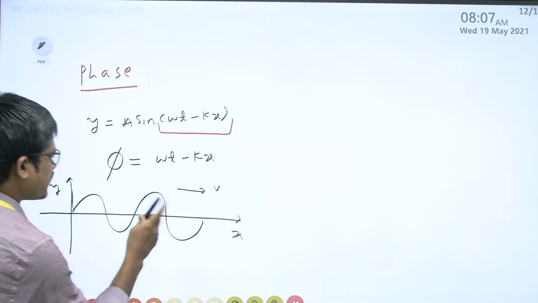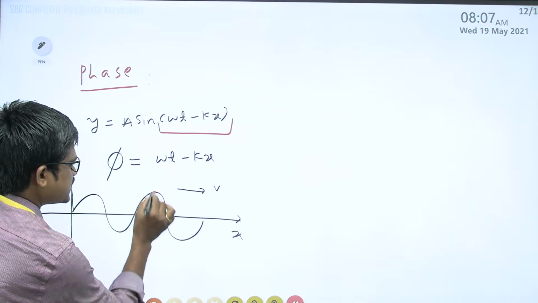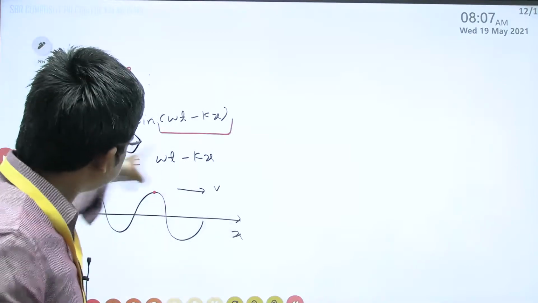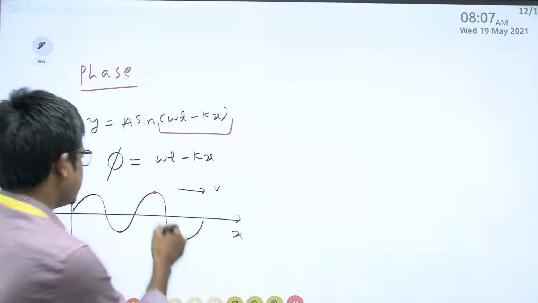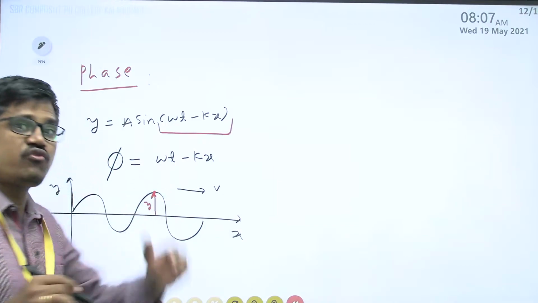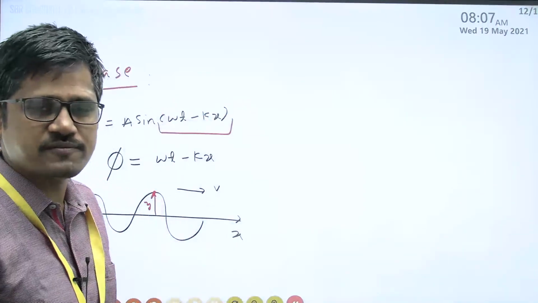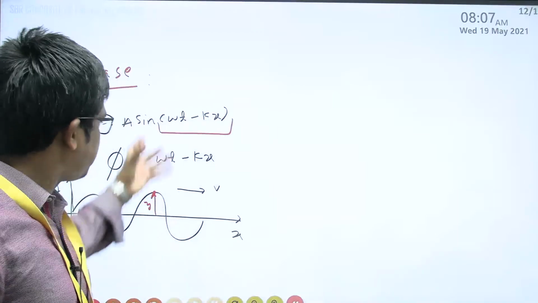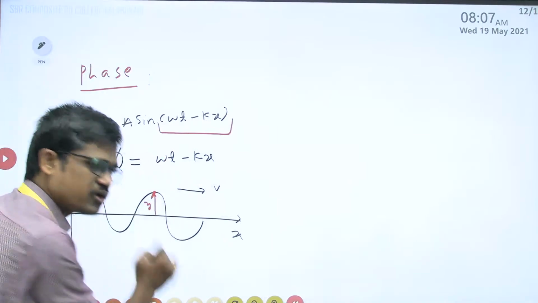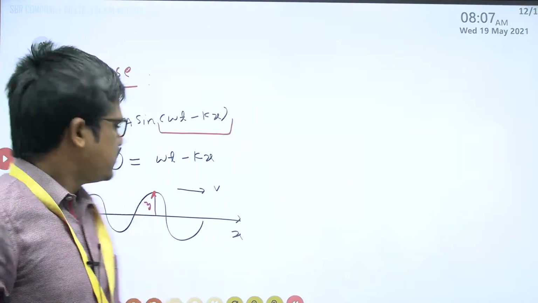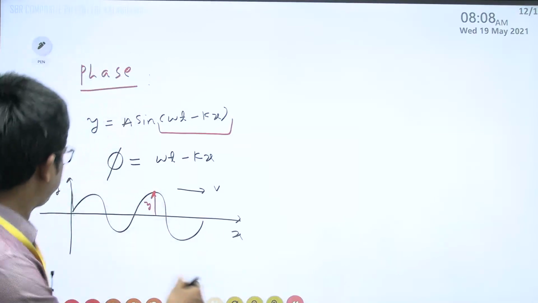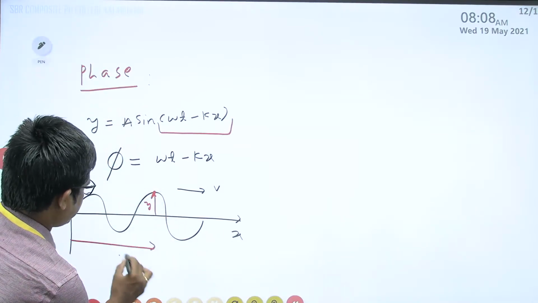I want to know information about this particle. Then phase will tell you where this particle is, how far that particle is from the mean position, and even that phase will tell you whether this particle is moving upward or downward. So what is phase? Phase gives you information about any particle which is at a distance.